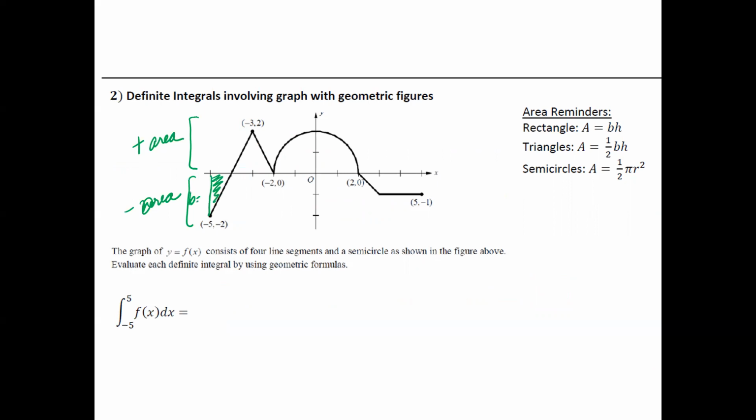So my base is going to be, that's not my base, that's my height actually. My base is going to be between 5 and 3, so that's going to be a 2. My height is going to be from 0 to 2, so that's going to be 2 as well. So then my first triangle, this is area 1, is base times height times 1/2, but it's a negative, so it's just going to be a -2.